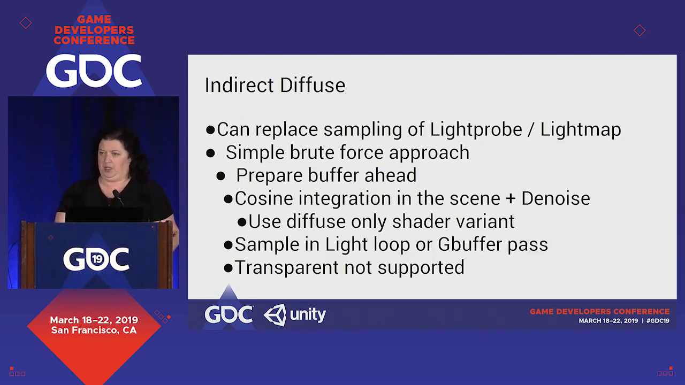So there's some things that we need to think about for transparency going forward in order to make sure that it's really robust. The next thing I wanted to hit is indirect diffuse, and I realize I'm a little bit short on time, so we might go through this a little faster.